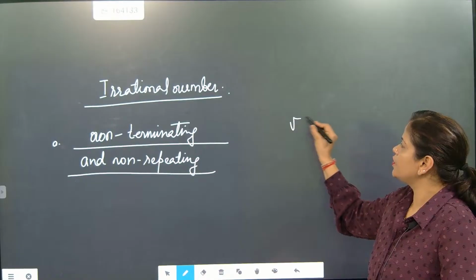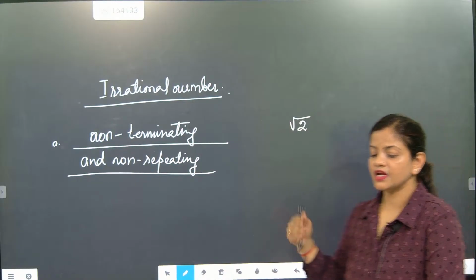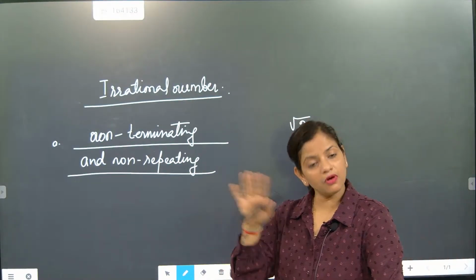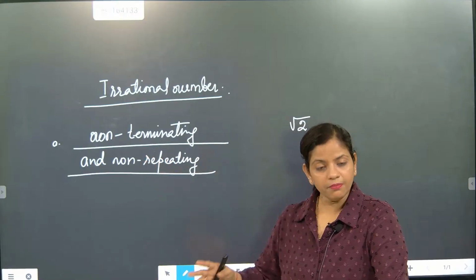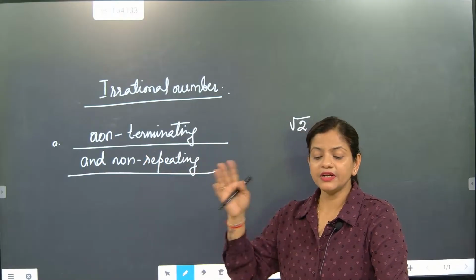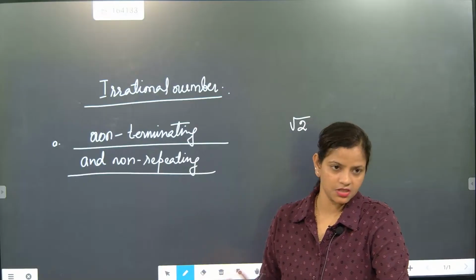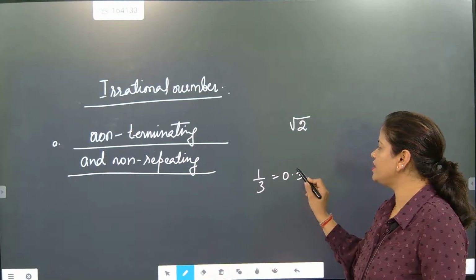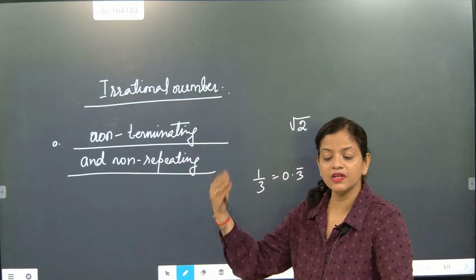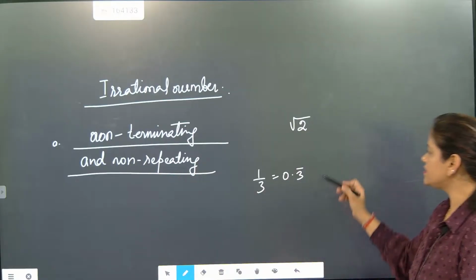Root under 2. Root under 2 means the digits will keep on coming, but they will not follow a sequence. Understood? Like if I write 1 by 3, it is 0.3 bar, because we know that 3 will keep on repeating. But here the digits can't be repeated.